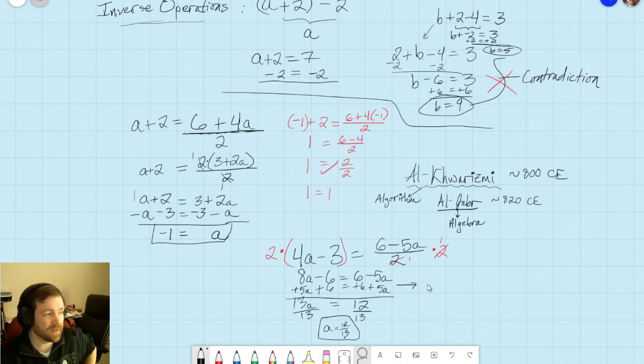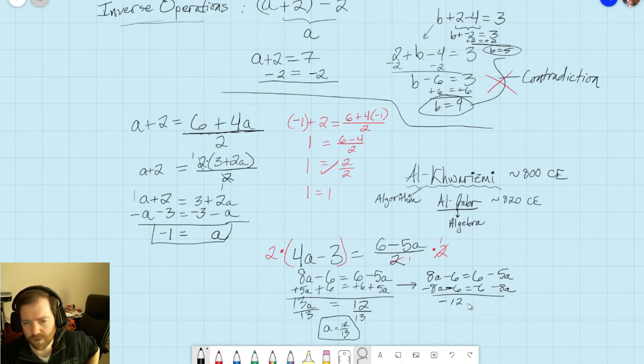Right, and keep in mind, this could have been done the other way too. So 8a minus 6 equals 6 minus 5a. You could have moved your negative 8a the other way, and then here subtract 6 from both sides. This will get us a negative 12 and a negative 13a, which when you divide by negative 13 gets you a is still, well, I mean, it's the same thing, so might as well just do that.